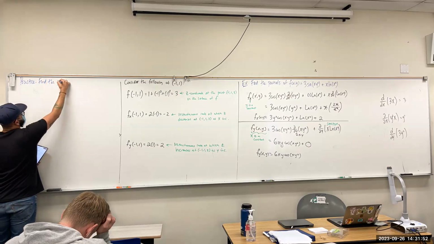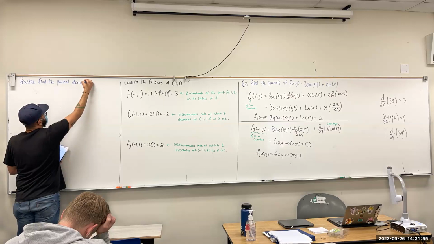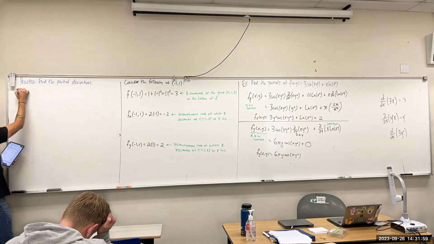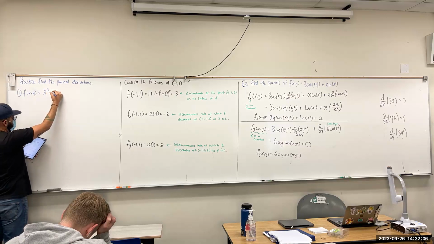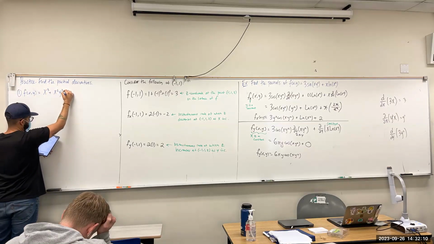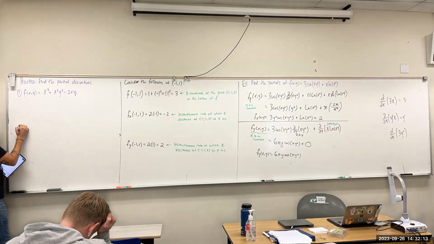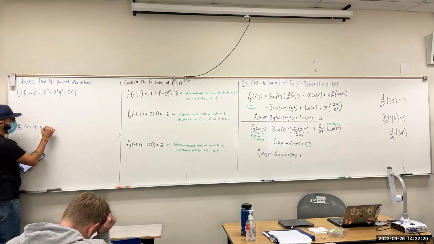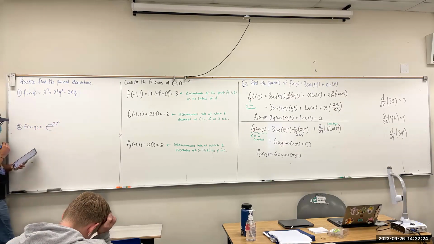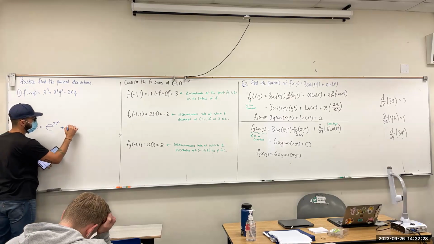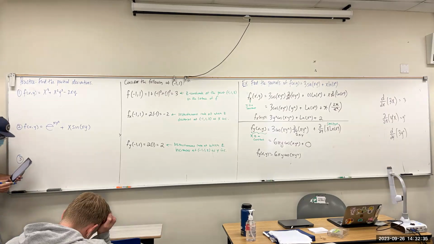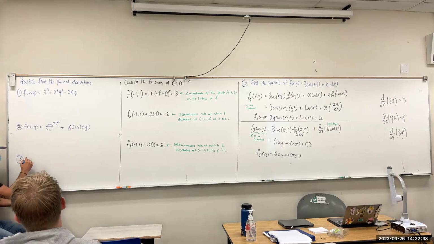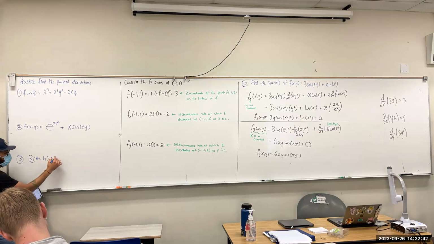Find the partial. Do it for this nice polynomial function, x cubed plus x squared y cubed minus 2xy. And then make it a little nastier now. We got e to the xy squared, that's an exponent, plus x sine of xy. And then the third one, I want you guys to answer the problem from the beginning of the section: B of mh is m over h squared.